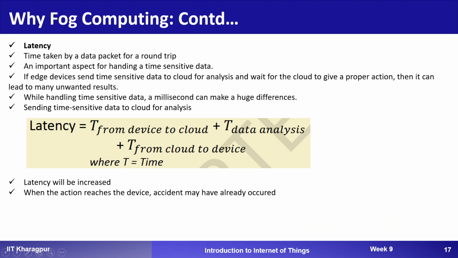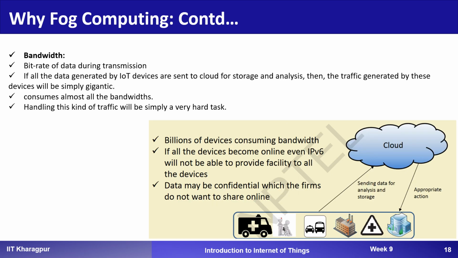Sending time sensitive data to the cloud for analysis involves these different times. First is the time to send the request to the cloud, then the time required for data analysis, and the time used to send back the response. So latency will be increased if you use the traditional cloud model. When the action reaches the device, there may be a chance that the accident has already occurred. So in order to solve this problem, you need one particular intermediate layer.